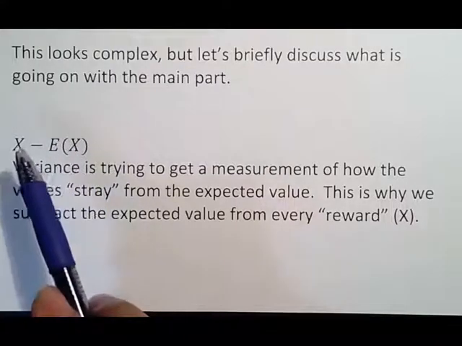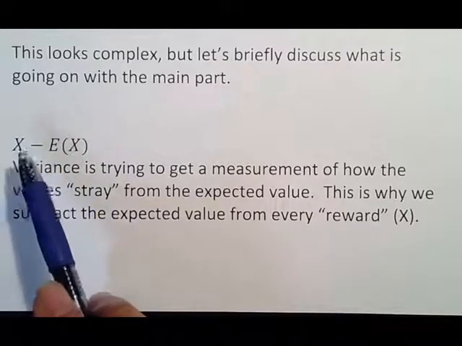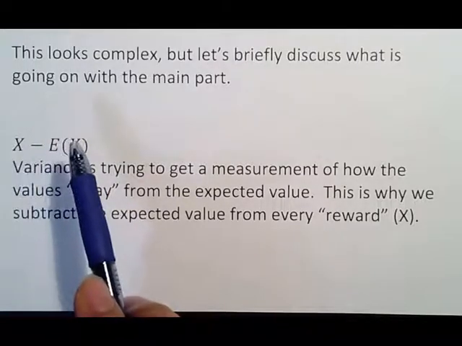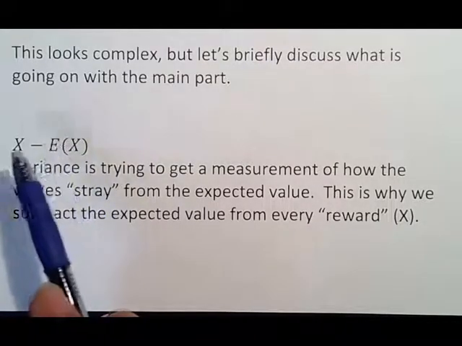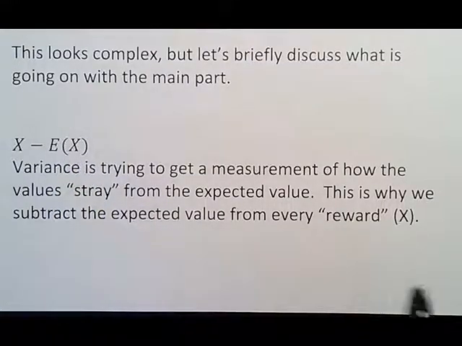If we are getting $50 and the expected value is $1,000, this is going to be a big number. If we are getting $500 and the expected value is $600, it's not going to be as much. And so for each one of those prizes, you want to find out how much it goes away from what we'd expect.